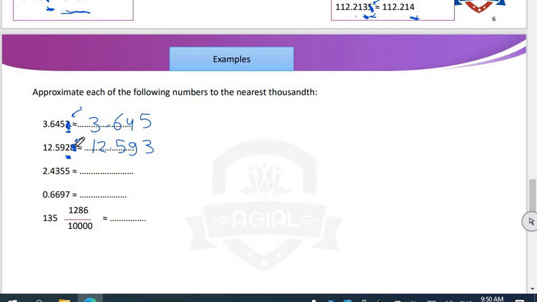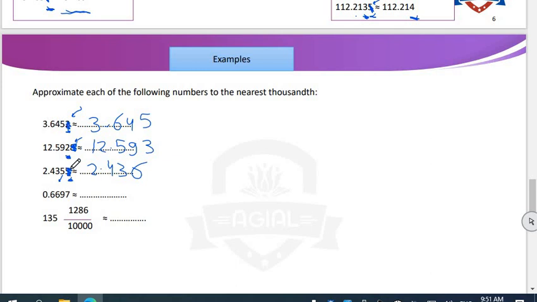Okay, another example, 2.4355. How can we approximate it to the nearest thousandth? Okay, we look at the number in the 10,000th place. 5. 5, are you strong or weak? 5 is a strong number. So we increase this digit by 1 in the thousandths. So the result will be 2.436, and remove this digit.